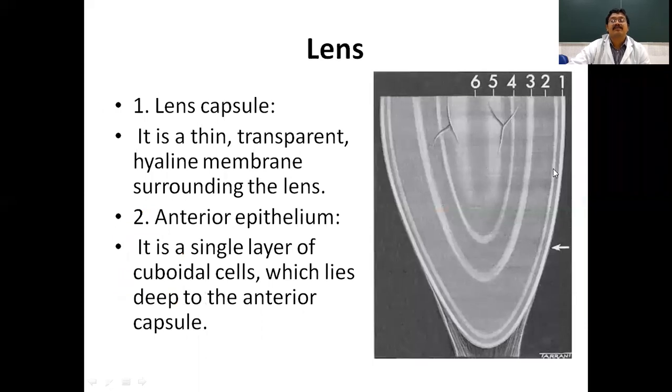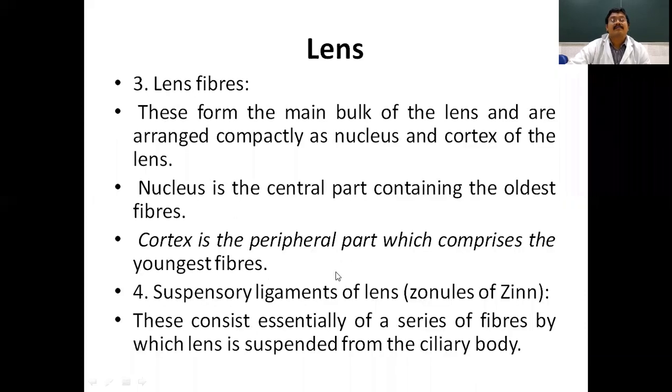This is the lens capsule, then the cortex, and the embryonic, infantile, and adult nuclei are formed. The lens capsule is a thin, transparent hyaline membrane surrounding the lens. The anterior epithelium is a single layer of cuboidal cells which lies deep to the anterior capsule. The lens fibers form the main bulk of the lens and are arranged compactly as a nucleus and the cortex of the lens.